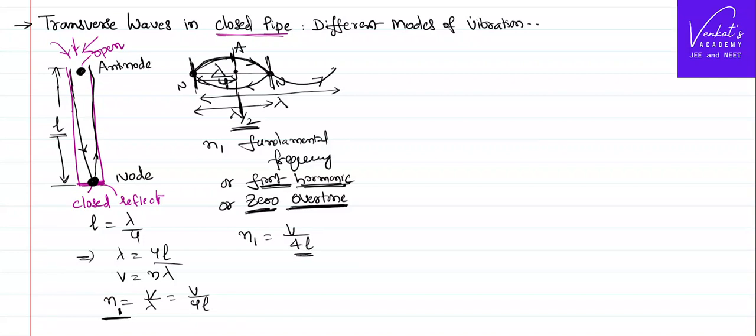Right? That is the first harmonic. So what I have drawn here is the first harmonic or zero overtone. Let me draw the next one, that is the second harmonic.